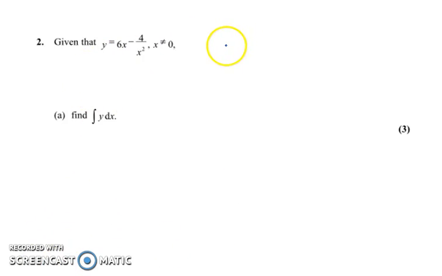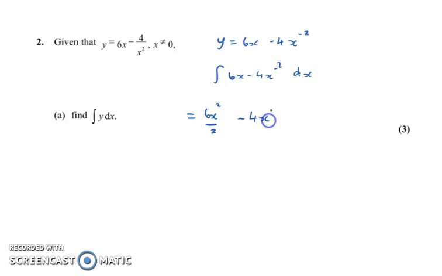Okay, question 2. Again, before we integrate it, we've got to make it look a little bit nicer. So this is y equals 6x minus 4x to the minus 2. So when we integrate this with respect to x, we get 6x squared divided by 2 minus 4x to the minus 1 divided by minus 1, add c, and we simplify this to get 3x squared plus 4x to the minus 1, add c.